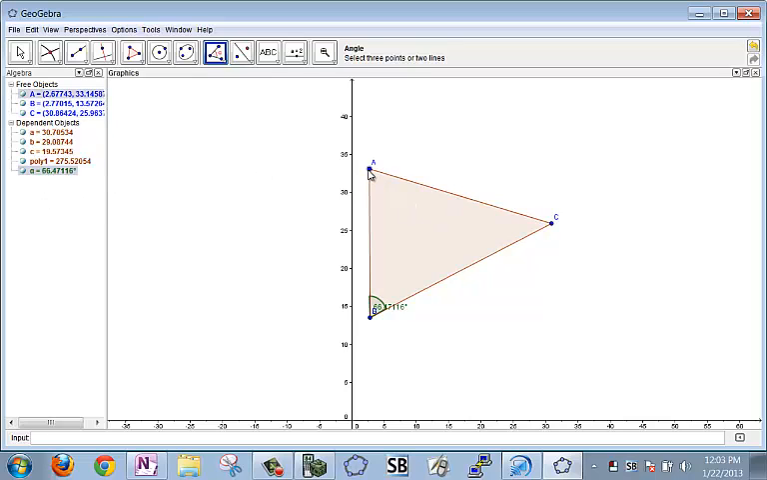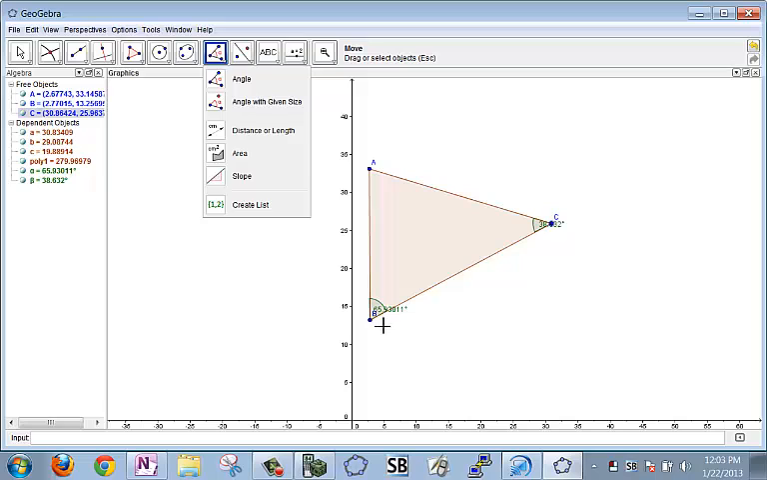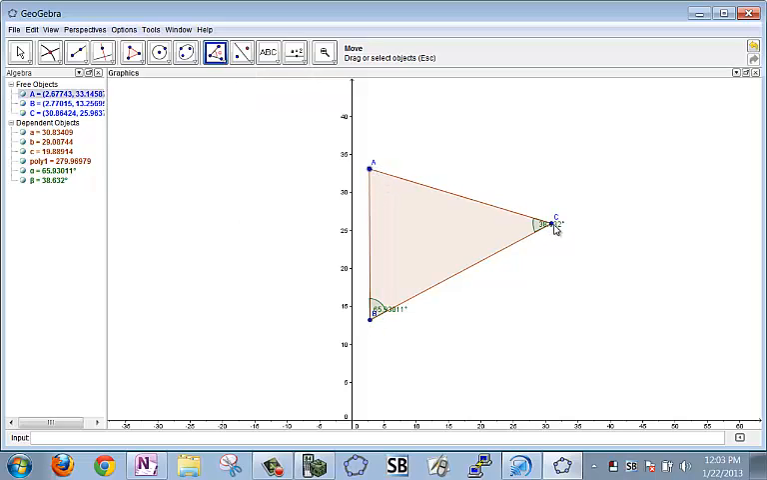GeoGebra's calling that alpha. How about angle ACB? And how about angle CA? Nope. BAC. Come on, GeoGebra. Work with me. Okay.